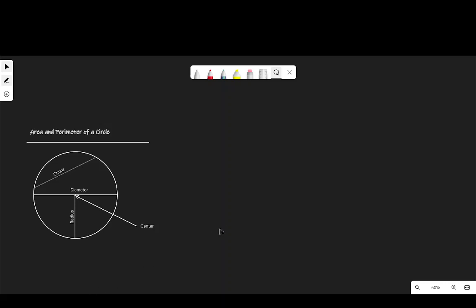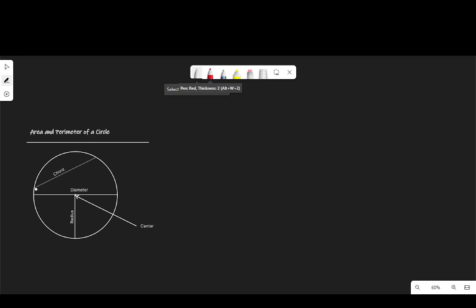Hello, my learned colleagues. In this lesson, we are going to learn about the area and perimeter of a circle. But before we go into details of area and perimeter of a circle, let's look at some important parts of a circle. The first part we'll be looking at here is what we call a chord.